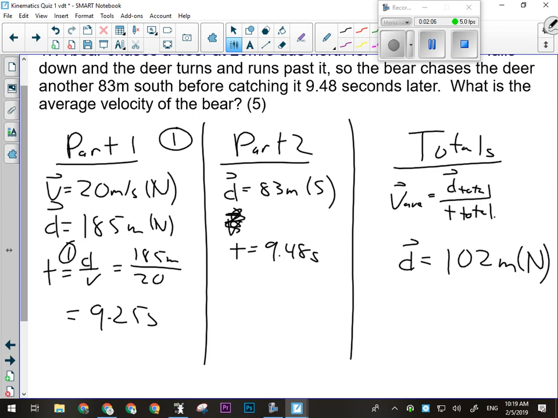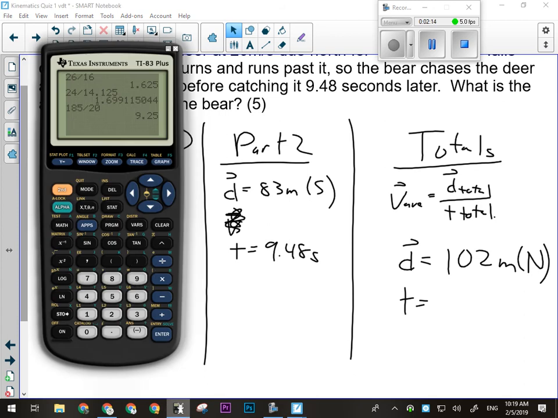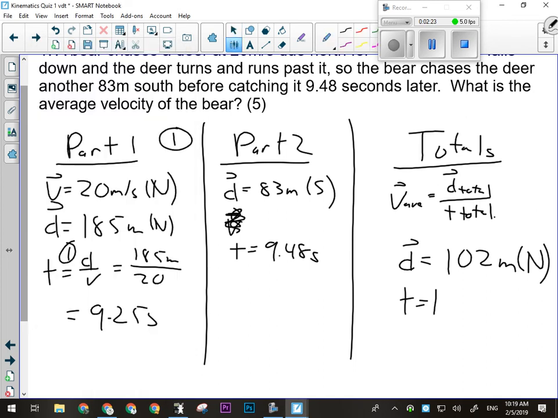All right, so they can have a mark now for showing me that their total time is, or show at least that they showed they added those 2 together. Okay, somewhere along the way, 9.48 plus 9.25. All right, so we're looking at 18.73 seconds. Okay, so they can have a mark for that. So we're up to 3 marks here.